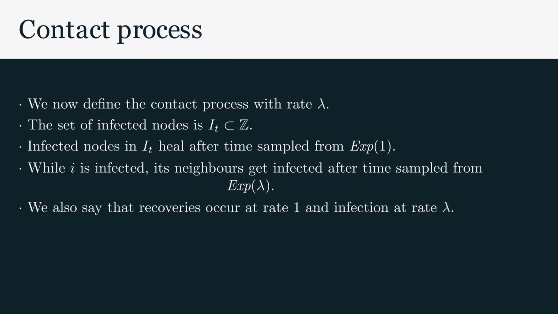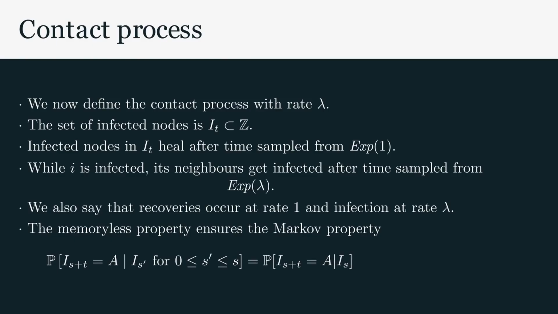Now that we also know about the memoryless property of the exponential distribution, we can introduce something called the Markov property. The Markov property states that the future of the process is only determined by what the state looks like right now. You can make sense of this by thinking that all of these exponential rates don't get influenced by how long they've been waiting. So if you know what sites are infected, that's enough information to determine the future.